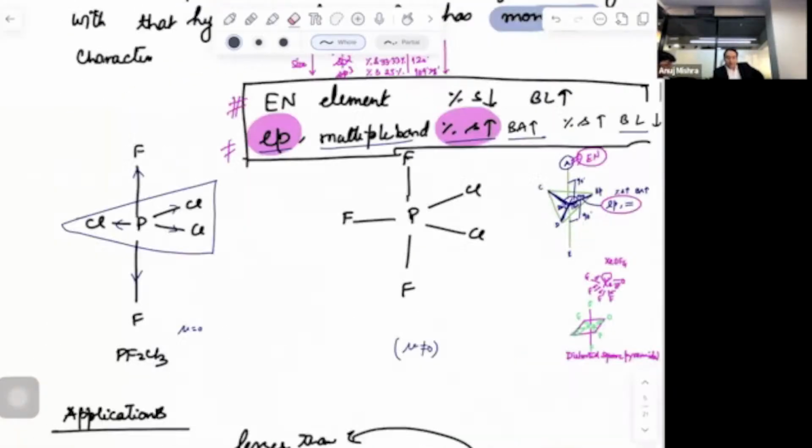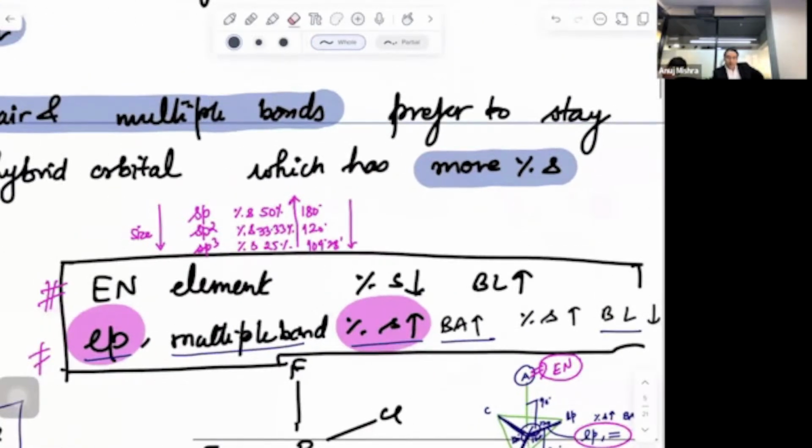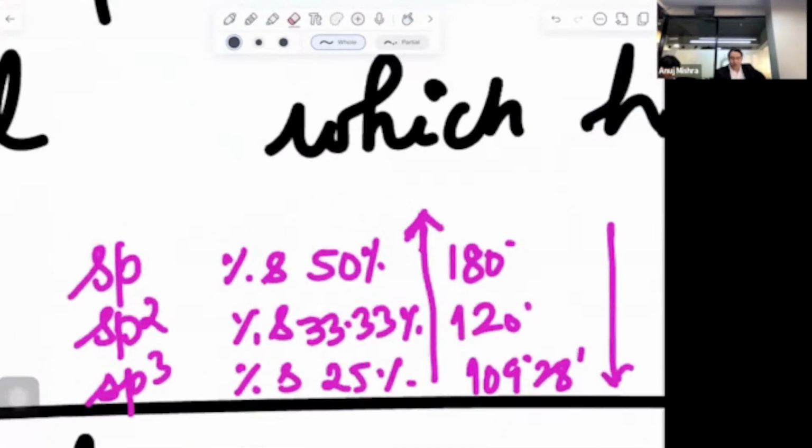So basically the Bent rule statement is, I repeat once again: on the electronegative element's side, the s percentage will be smaller. Just write this down. Fluorine is the electronegative element, so that side's percentage will be smaller. The counter effect is that the other side, the hydrogen side, becomes higher. If the percentage on the hydrogen side is higher, it means a bigger bond angle.